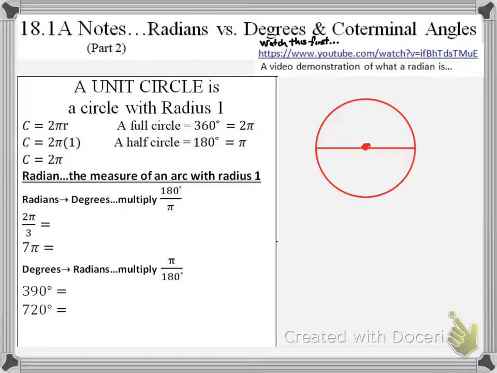This is a continuation of the 18.1a notes. I'm hoping that you took time between my part 1 notes and my part 2 notes to watch this video here, the video that talks about exactly what a radian means. If you didn't, that's okay. I'm going to talk it through real quick, but they had much better animation to show what was going on.